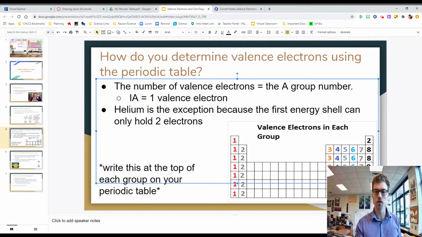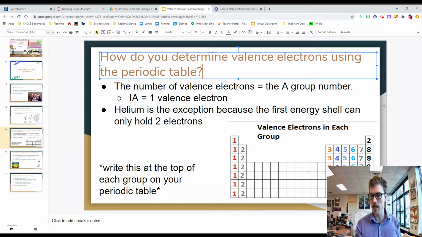So we skip all the way over to group 3A. That's 3, 4, 5, 6, 7, and then 8A. So notice that there's a pattern, right? 1, 2, 3, 4, 5, 6, 7, 8. Pretty straightforward. You just have to remember that this only counts for the A group, okay? Just for the A group.